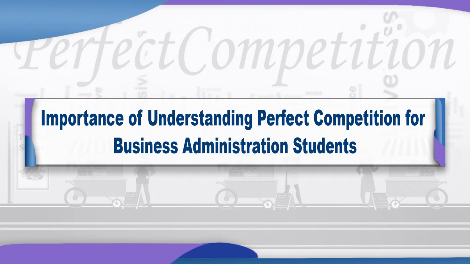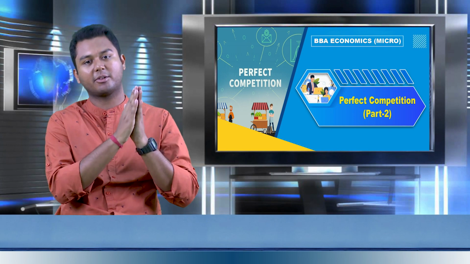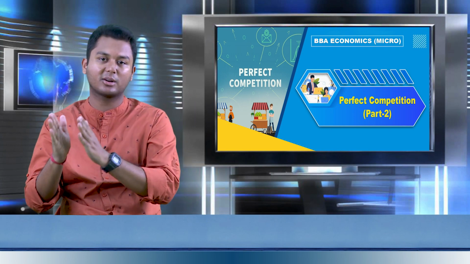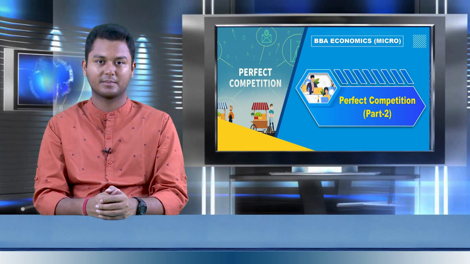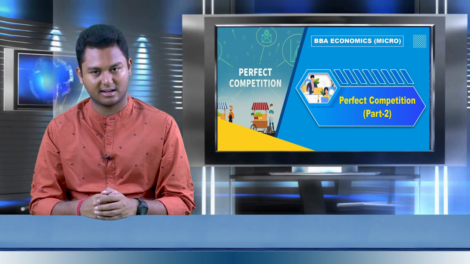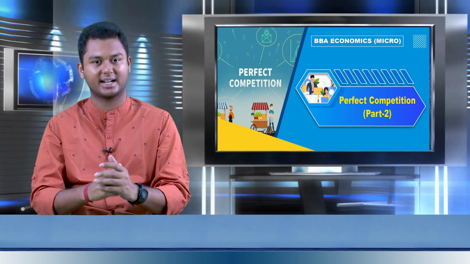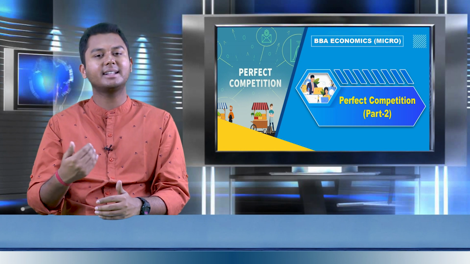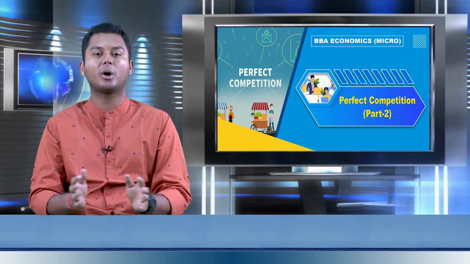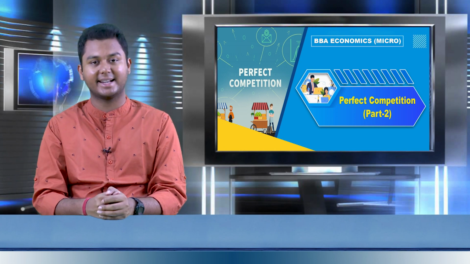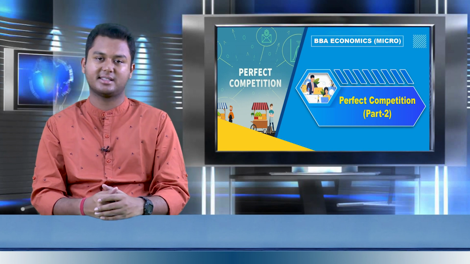Now, let us understand the importance, particularly for business administration students, of understanding the perfect competition market structure and the concept of efficiency in it. Understanding this market structure is crucial for business administration students, as it lays a foundation for comprehending more complex market dynamics and strategic decision making.